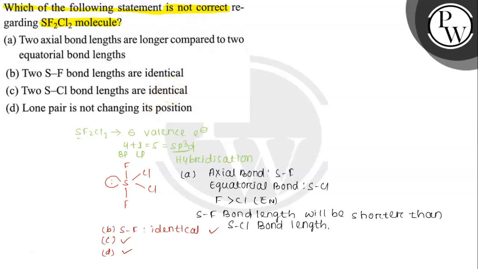That means not correct. And according to the question, you have to find out the incorrect statement, that means which statement is not correct. So statement A is the answer. Statement A is incorrect, that means two axial bond lengths being longer compared to two equatorial bond lengths is not correct. Hope you will understand. Best of luck.